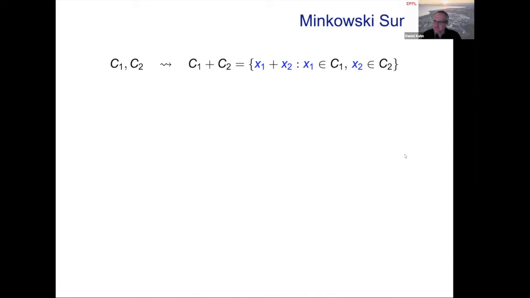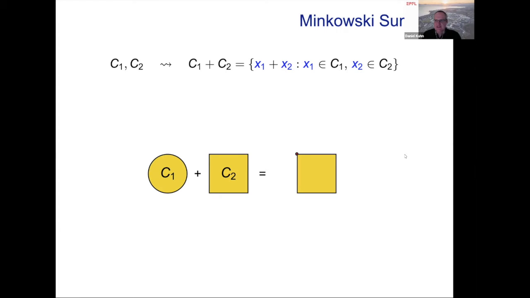Okay, third, convexity is preserved under infinite convolutions. To explain this, we first define the Minkowski sum of two convex sets, C1 and C2, as the set of all points of the form x1 plus x2, where x1 belongs to C1 and x2 belongs to C2. So, for example, the Minkowski sum of the disk and the square coincides with the union of all disks whose centers belong to the square. So this could be constructed in this way, for example.